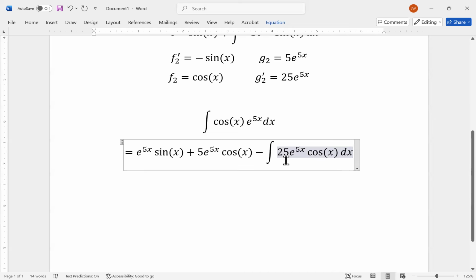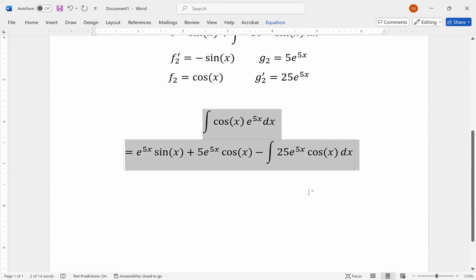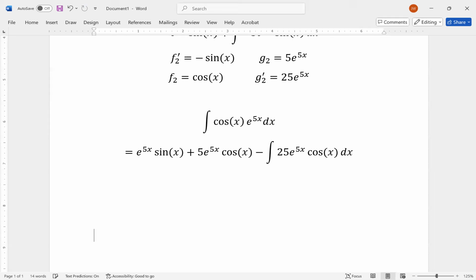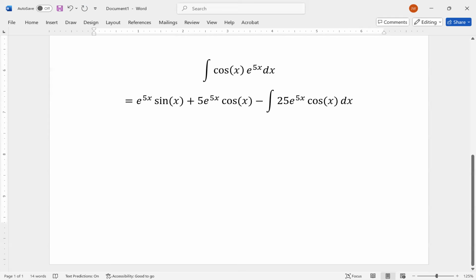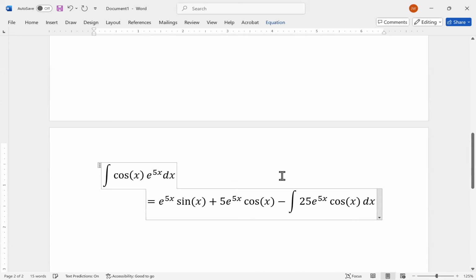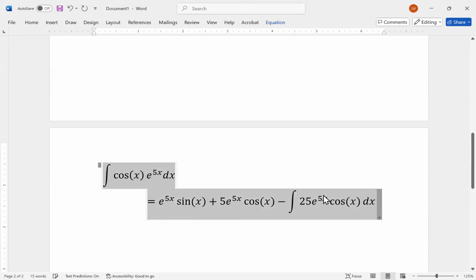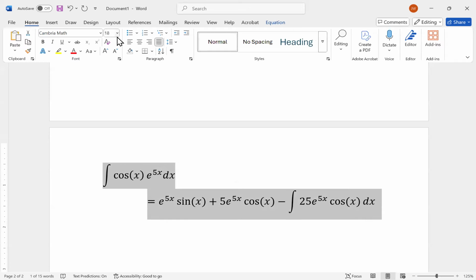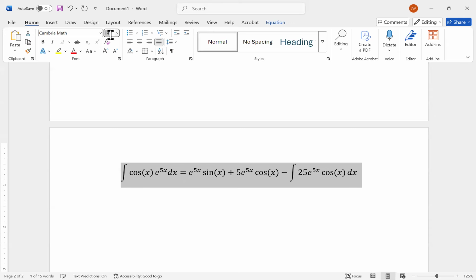And sure enough, once again, other than that constant of 25, I got the same integration as I started with, e to the 5x times cosine. So we're going to take this and create an equation with that expression. I think I'm going to go on to the next page. I'll make that a little smaller so it fits on one line.